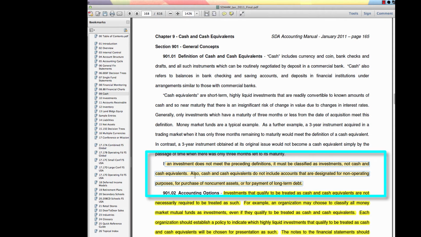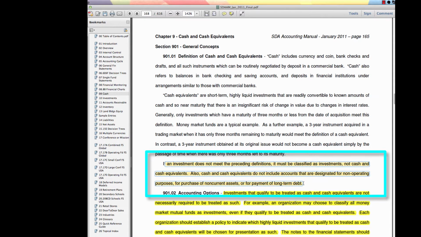Also, this is very important for our purposes, cash and cash equivalents do not include accounts that are designated for non-operating purposes. Well, that's a very clear statement, but is designated for the purchase of non-current assets or for payment of long-term debt. So if you have set aside cash, set aside by the board or set aside by a restriction of some sort, a mortgage or a restricted donation, and it is set aside for non-operating purposes, for the purchase of non-current assets or for the payment of long-term debt.